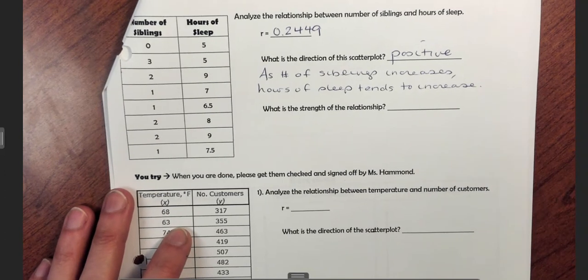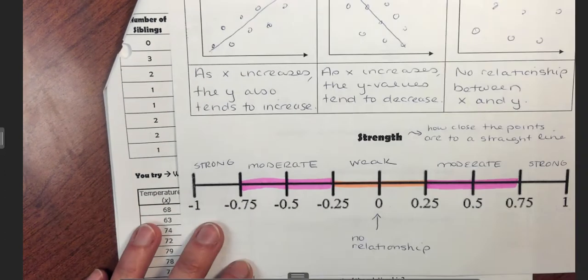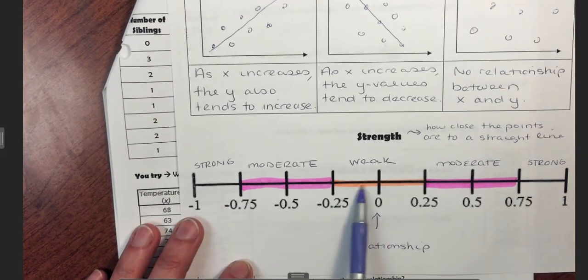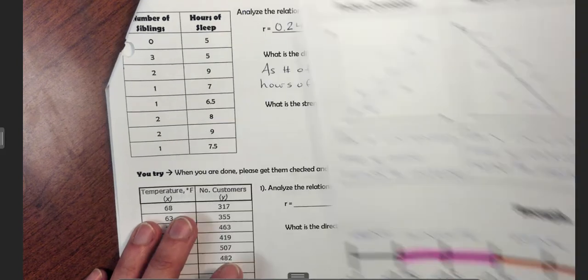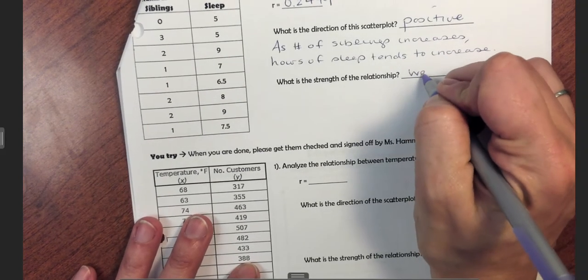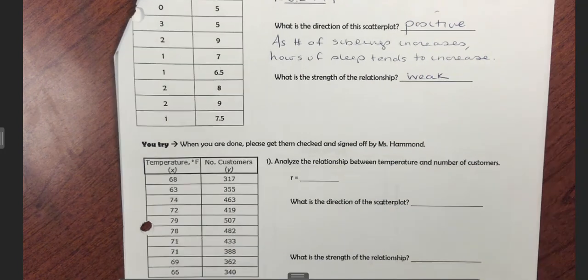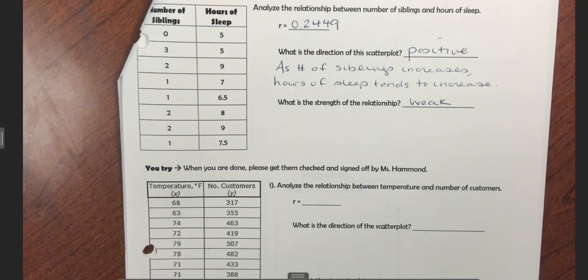What is the relationship? Well, 0.2449 is kind of on the borderline between weak and moderate, but it is falling right about here, so I'm going to say that that is a weak relationship. Doesn't seem to be a lot of evidence between both of those variables.